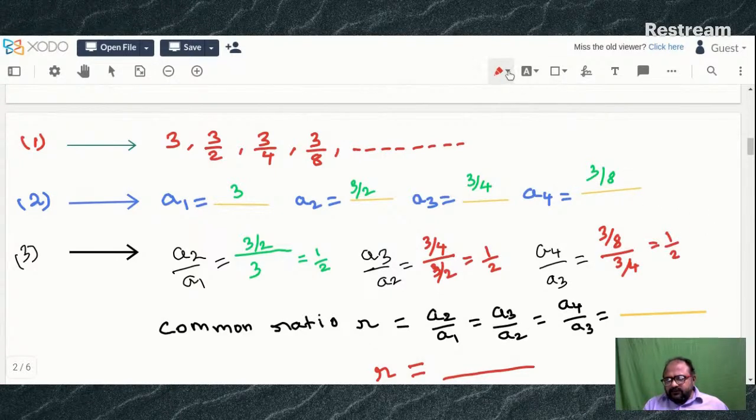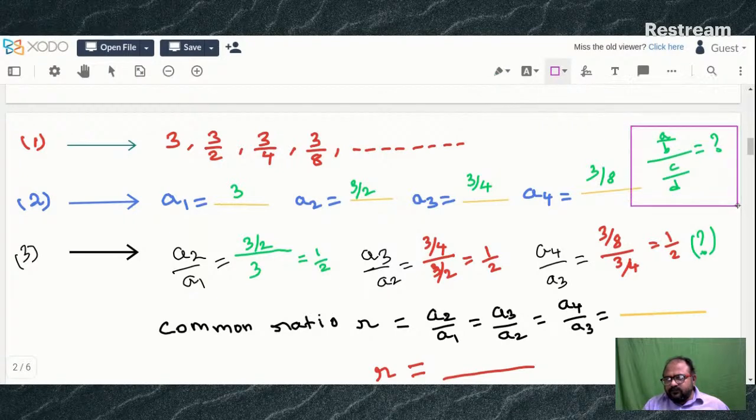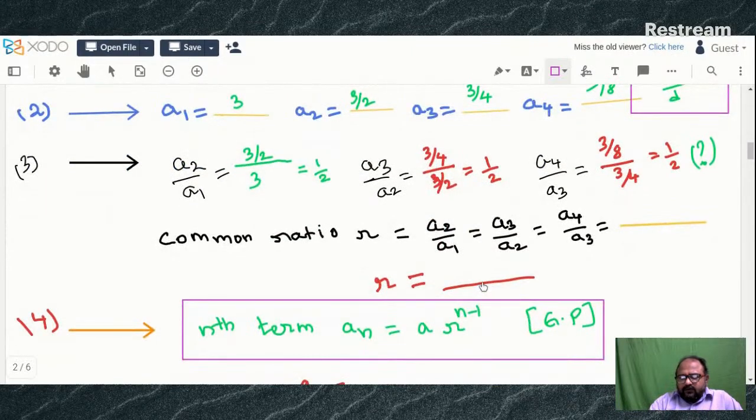So I am putting a question mark here. How do you get these values? If you have A by B divided by C by D, then how do you simplify this? I'm putting a question mark to all of you. You just think over this. If A by B divided by C by D is given, how do you simplify that? So now you have found the common ratio R equal to 1 by 2. You can write R equal to 1 by 2 here.